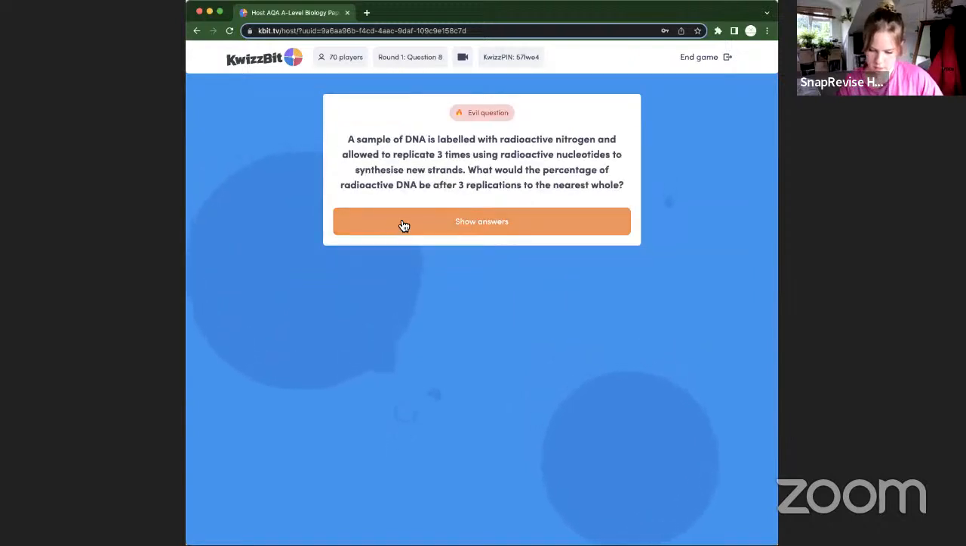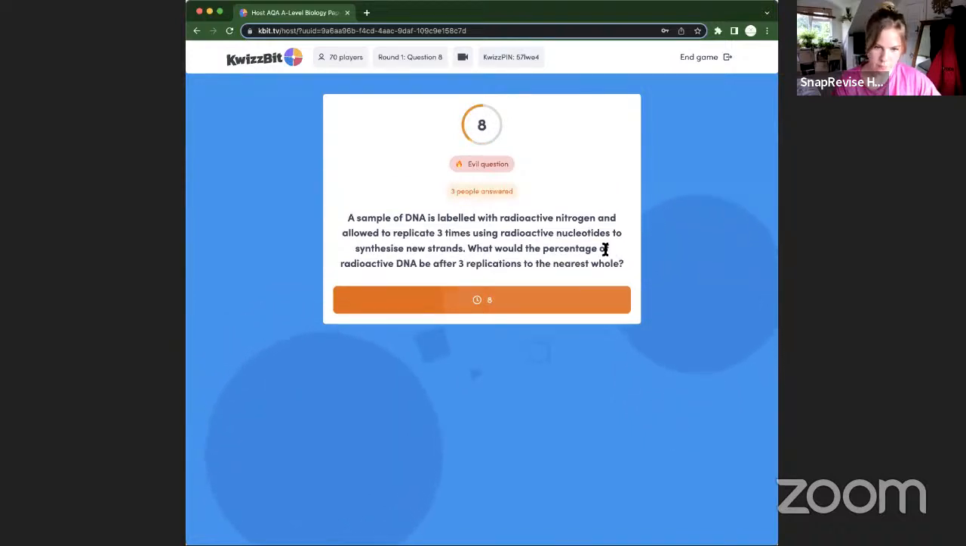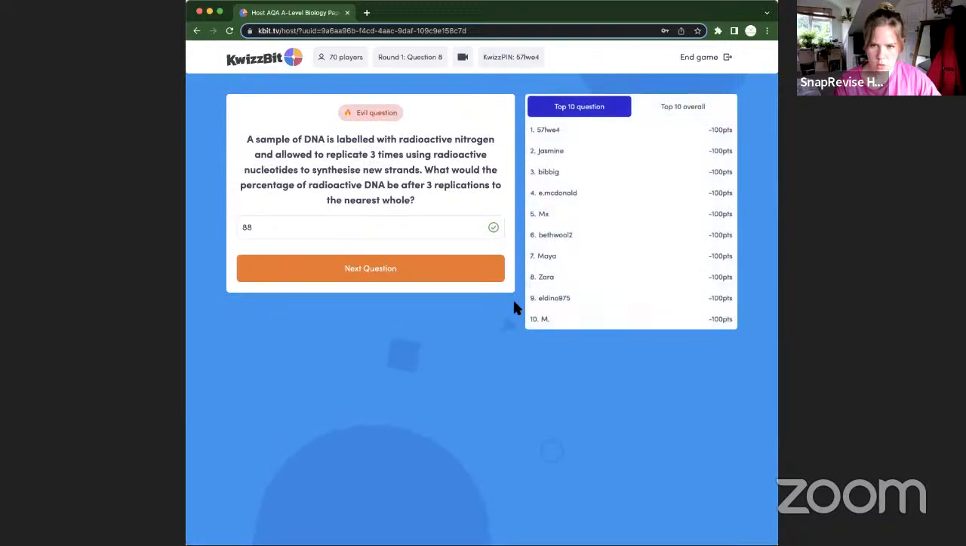Next question. A sample of DNA is labelled with radioactive nitrogen and allowed to replicate 3 times using radioactive nucleotides to synthesize new strands. What would the percentage of radioactive DNA be after 3 replications to the nearest whole? I have a feeling this one might not have updated. So if you get this one wrong, that's on me, because I changed the answer to this. Okay, ignore that one. After 3 replications, 8 strands of DNA will have been produced for each original strand. Okay, I'll go back through that one.